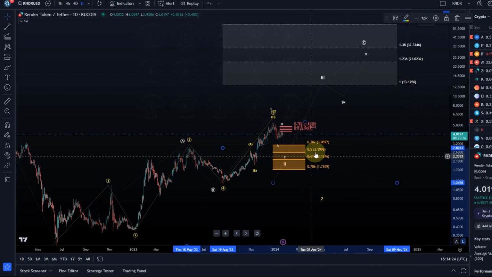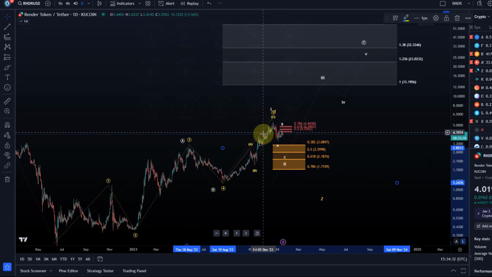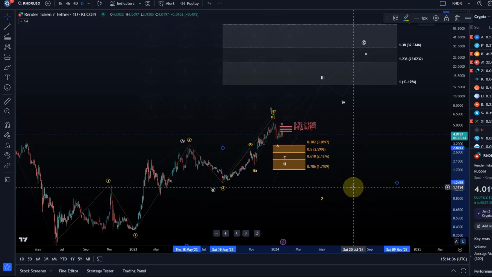Still, it doesn't mean go all in. It's just a projection that depends on the bulls' ability to hold support. So it's all about position sizing, stop losses, and understanding when the structure breaks.